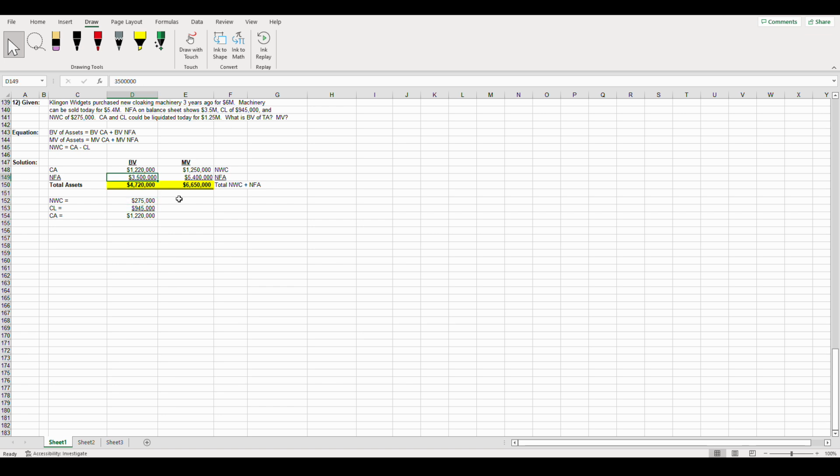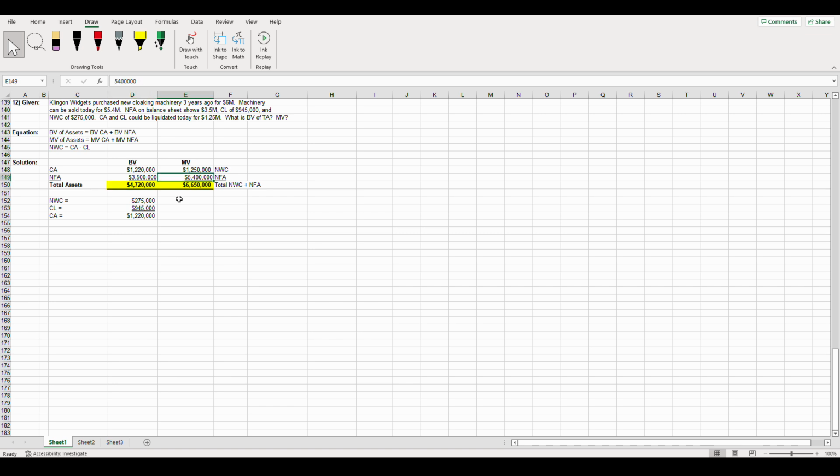Put that into the books. That's the book value on the balance sheet. So I just bring that cell D154 right up there into cell D148. The given net fixed assets in the givens on the books are $3.5 million, and when I add those two pieces together, my total assets are equal to $4.72 million.